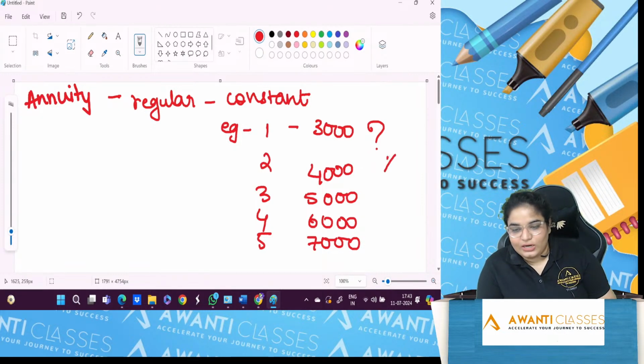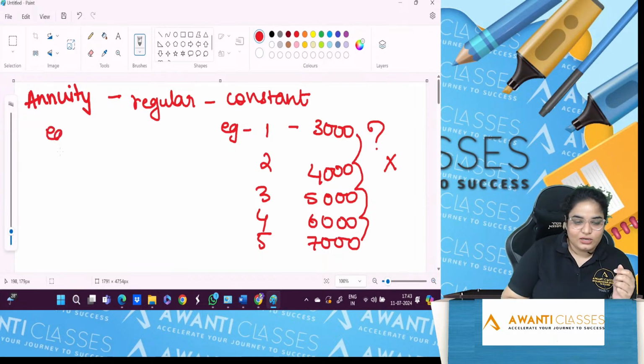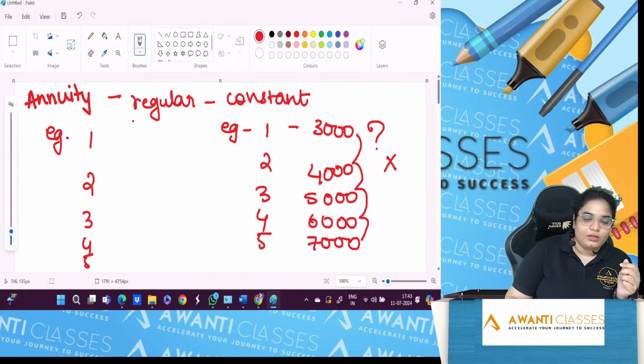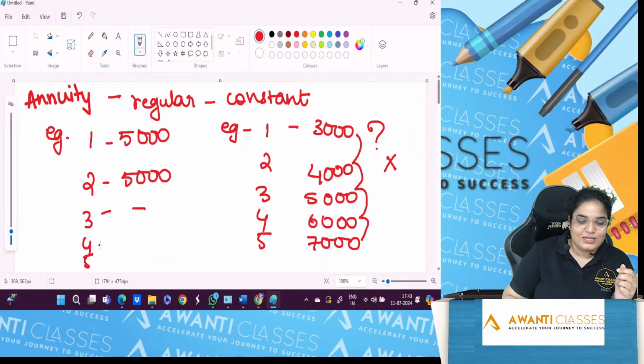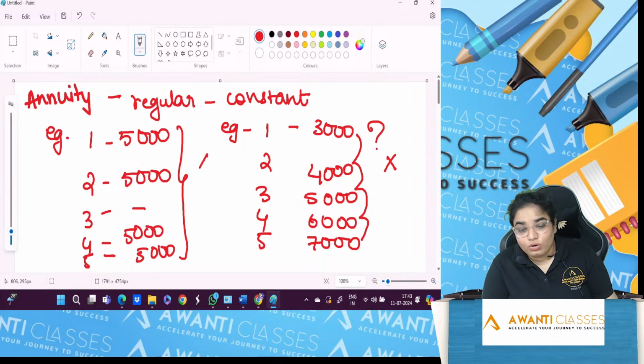This is not an annuity, and I'll tell you why. Why, it is not the same amount? Yes, every year it is a separate amount. Let's take another example. Year 1, 2, 3, 4, and 5. They have paid 5,000. This year loss happened in the business, they didn't pay 5,000, and then they started again. Is this an annuity? This is also not an annuity.